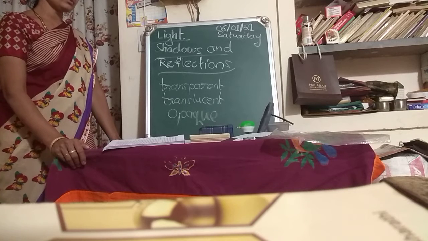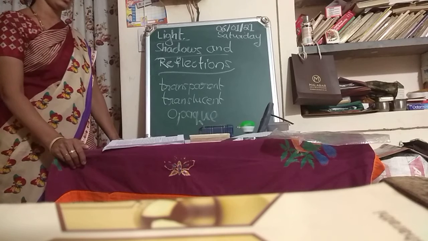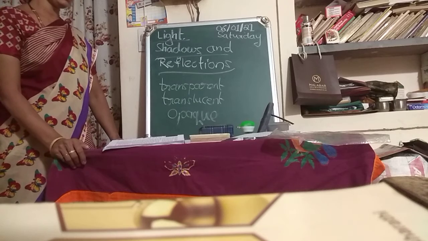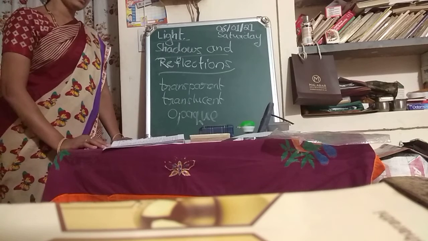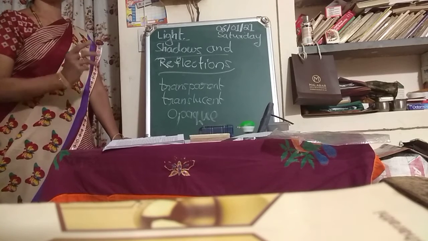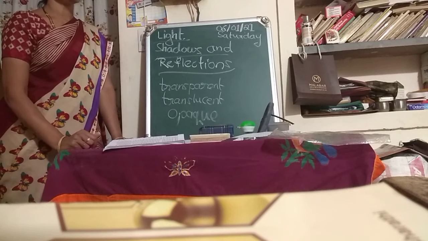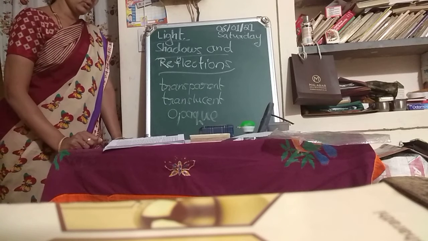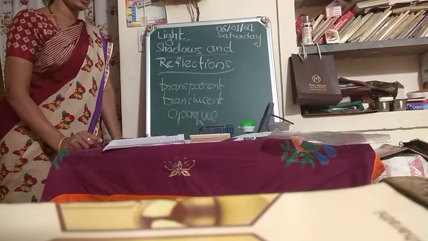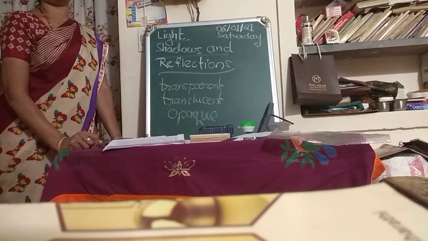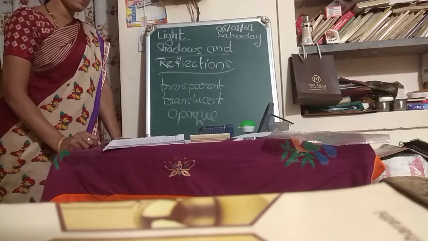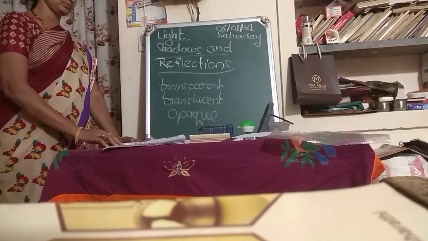Then what is the use of shadow? What is the importance of the shadow? Shadow gives us some information about the object, about their shapes, about their size. So this is how the shadow has importance. Sometimes shadow can also mislead us about the shape of the other object.